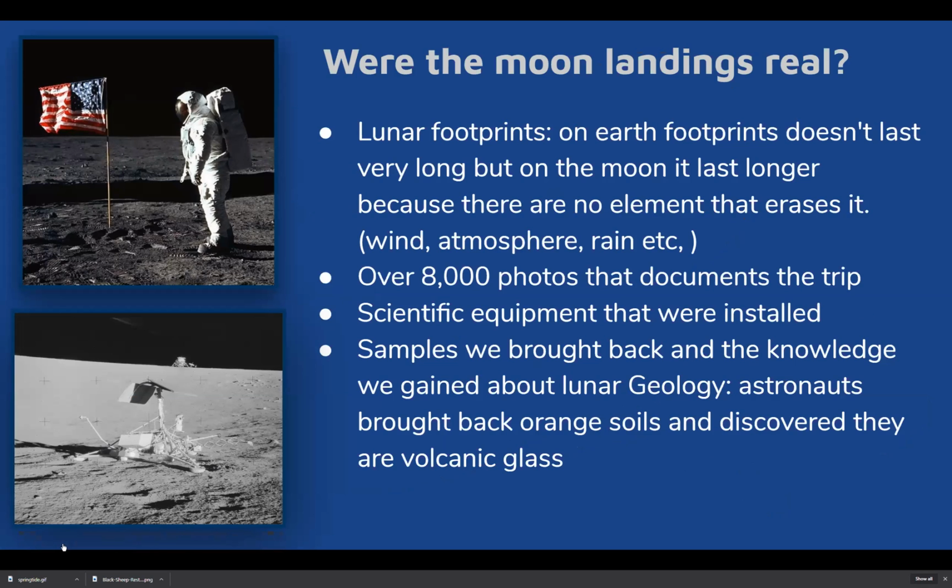There's four pieces of evidence that the moon landing is actually real. First is the lunar footprints. On Earth, footprints don't last a very long time because elements such as wind, the atmosphere and rain can erase them quite easily. But on the moon, they last longer than we think because there are no elements that erase them. So they actually left a lot of footprints. For example, in the photo right there, you can see all those footprints left on the ground.